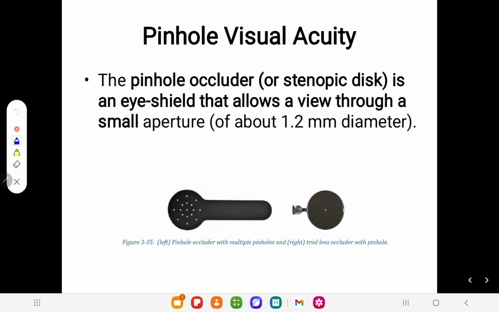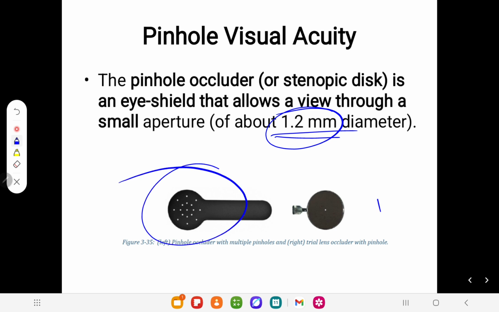Okay, so let's move towards pinhole visual acuity. I have already made one video three years back about pinhole visual acuity. You can watch that video too, but let's move on in this visual acuity series. What is a pinhole? A pinhole is an eye shield that allows a view through a small aperture, and 1.20 mm is approximately the standard. It's not strict, but 1.20 mm is a good diameter for the pinhole. This is a multiple pinhole, and this is a single pinhole.